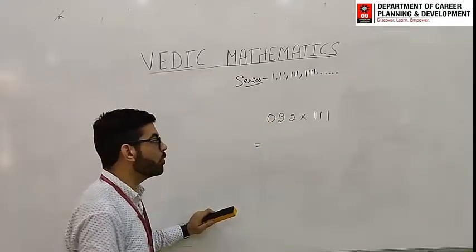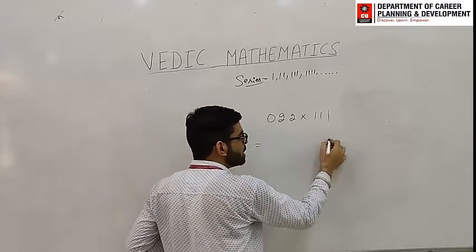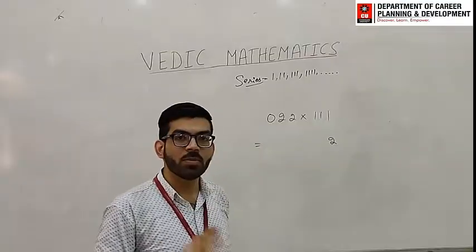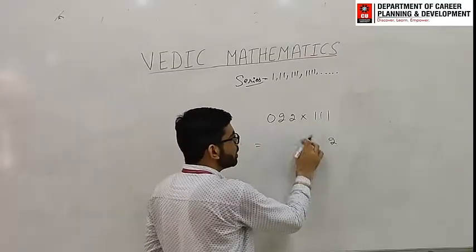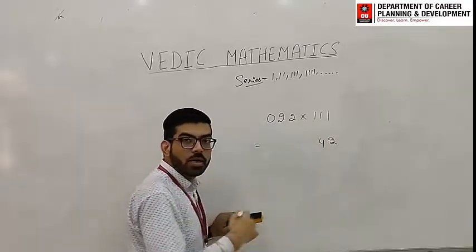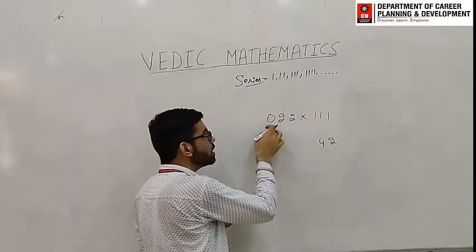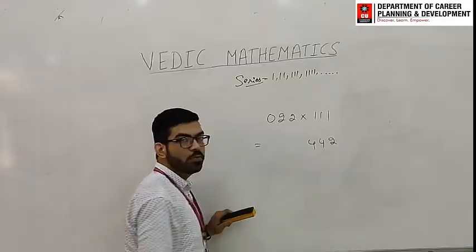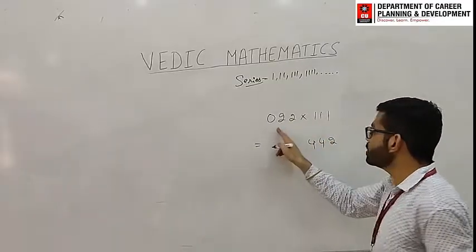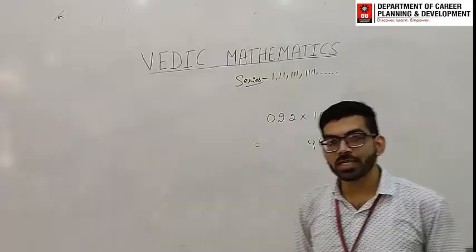So the steps to be followed: last number as it is, again 2. Number of ones are 3. We have to pick a pair of 3 numbers for additions. So last number 2, next number 2 plus 2, 4. Next number will be 2 plus 2 plus 0, again 4. Now till this 4 we have added these 3 numbers. The pair of 3 is completed.